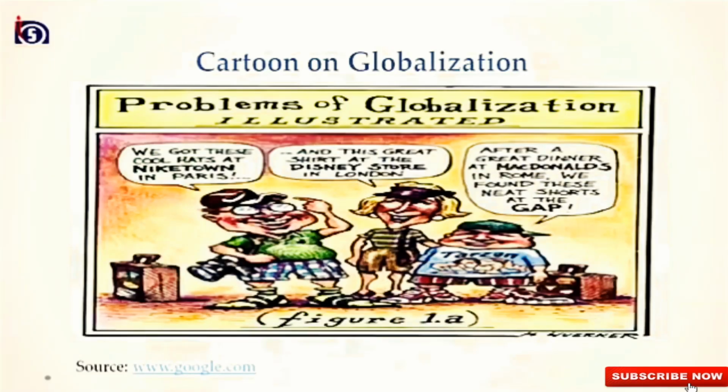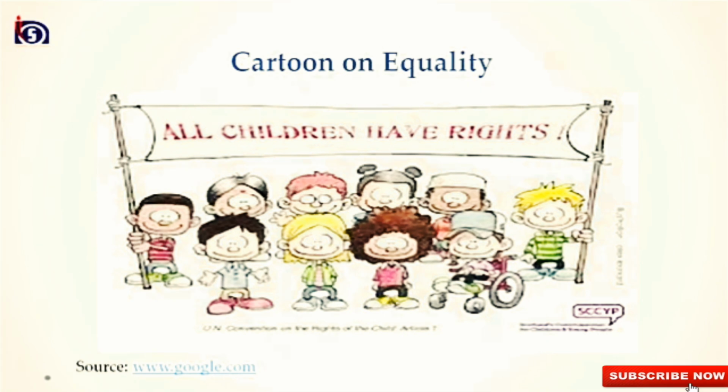A single dialogue can speak volumes about immigration or the exchange of people from one boundary to another. Now, there is another cartoon on your screen which is speaking about the problem of globalization, in which the characters are a mother, a son and a father, all talking about globalization. Now, coming to the cartoon on social identity, and then there is a cartoon on equality in which all the children are cheering, and it has been written all children have equal rights.